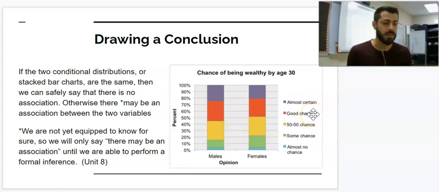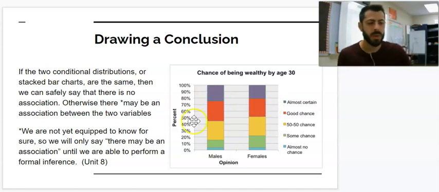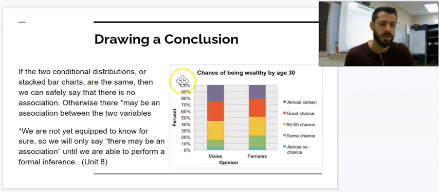We can't say that there's no difference. Therefore, the opposite of there is no difference is there might be a difference. So we would look at this distribution and we would come to the conclusion that there may be an association between gender and your chance of being wealthy by age 30, specifically, according to this. And that, in a nutshell, is the bulk of two categorical variable analysis, right?